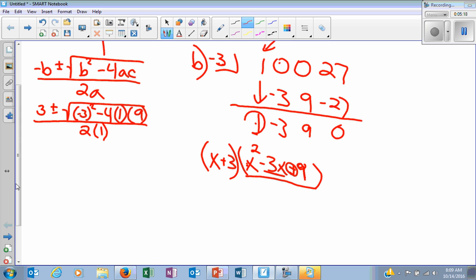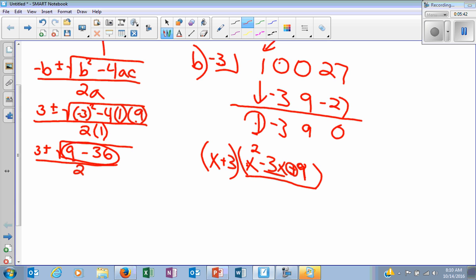Then I just simplify this using order of operations. Nothing I do out here. 3 plus or minus the square root of negative 3 squared becomes a 9. 4 times 1 is 4 times that is a 36. All divided by 2.